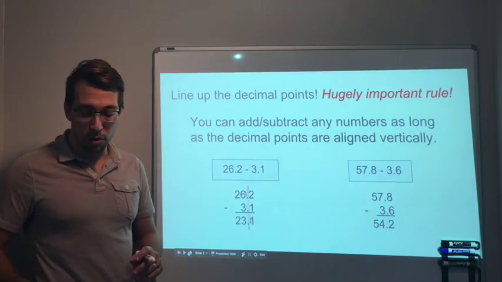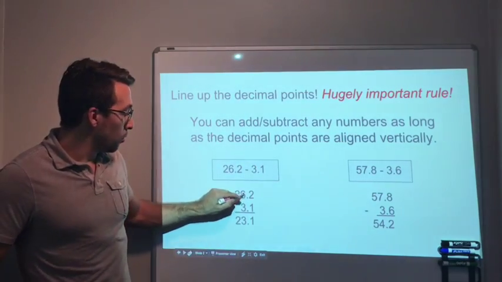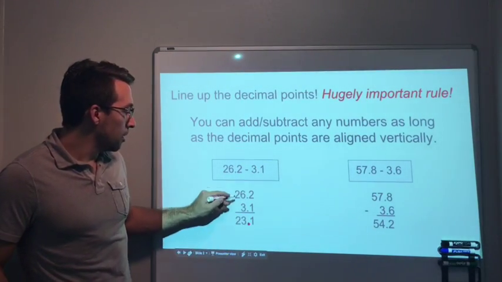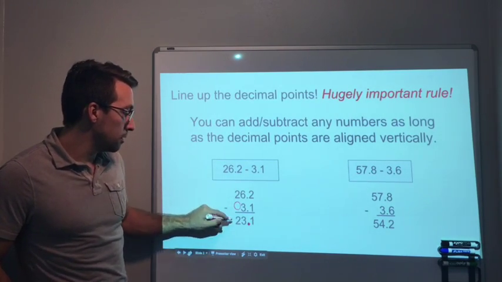26.2 minus 3.1. What happens? 2 minus 1, that's 1. We're going to drop our decimal point here. 6 minus 3 is 3, and then 2 minus 0, 2.